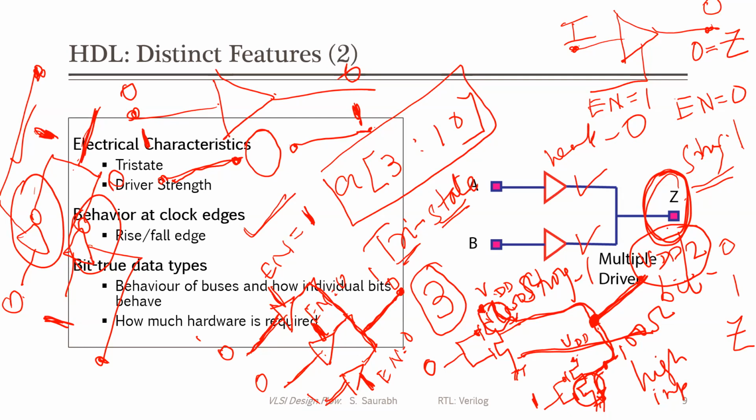Okay. Any other question? Sir, where have we used tri-state in this case? In this case, we have not used it, right? Then you will have a problem. That is what I'm saying. If you have a tri-state gate, then you will not have a problem. If you keep one enable as 0 and the other enable as 1, right?